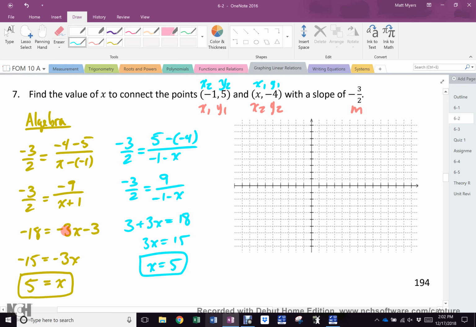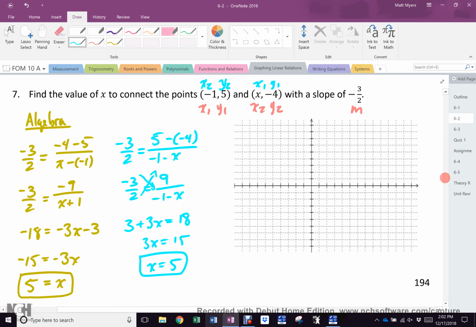Is everybody cool? Everybody able to do the algebra? Yes. It doesn't matter. You can put that on the left or that on the left. It doesn't matter. Is everybody cool? Okay. Now I'm going to slide down to number 8.